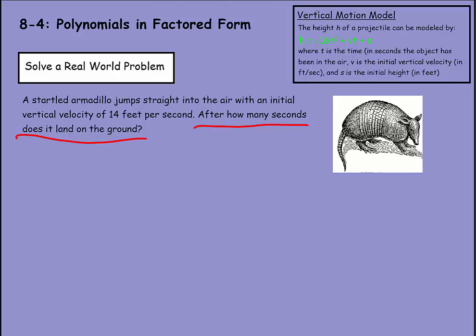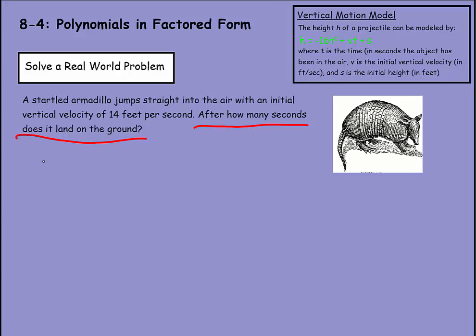We're going to be using the vertical motion model to solve these ones. The height h of a projectile can be modeled by h equals negative 16 times t squared plus v times t plus s. And it tells us that t is the time in seconds that the object has been in the air. v is the initial velocity in feet per second, and s is the initial height in feet. We need to solve for the seconds, which would be t.